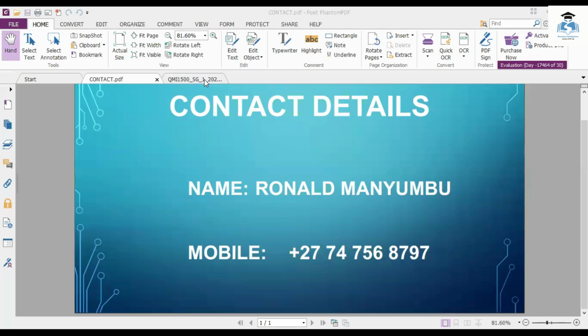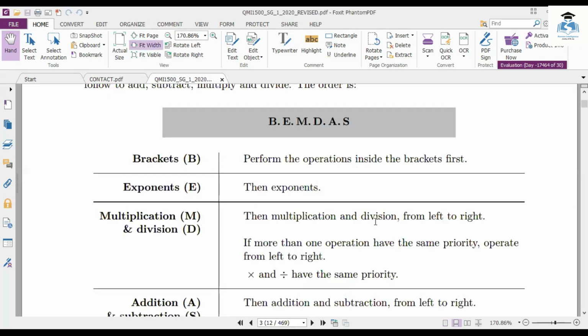All right, let's start. Let me just run through for those who are preparing for assignment number one so that they can also capitalize. Okay, don't worry. It's something that is so simple and straightforward. I know most of us are now aware of BEMDAS, PEMDAS, or BODMAS. All this is one and the same thing.